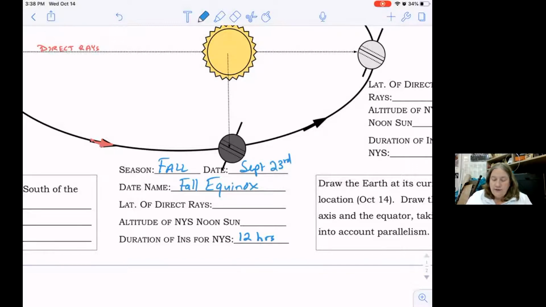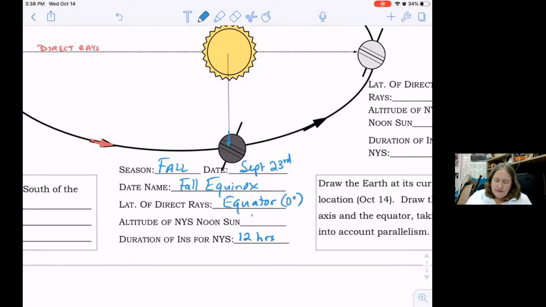The latitude of the direct rays, you can see this arrow is pointing toward the line in the middle of the earth, which is the equator. Easy to remember: latitude of the direct rays, equinox, equator, equinox, equator, equinox, equator. All right, the direct rays of the sun are on the equator during the equinoxes.